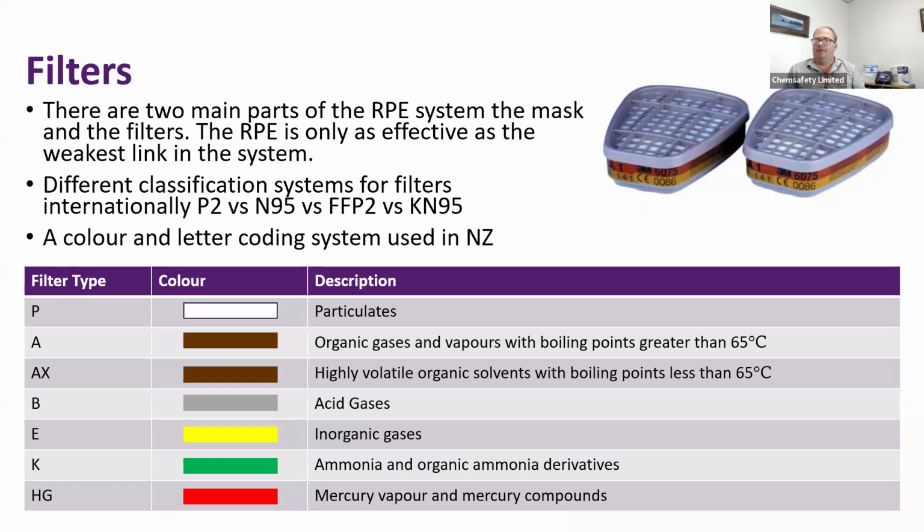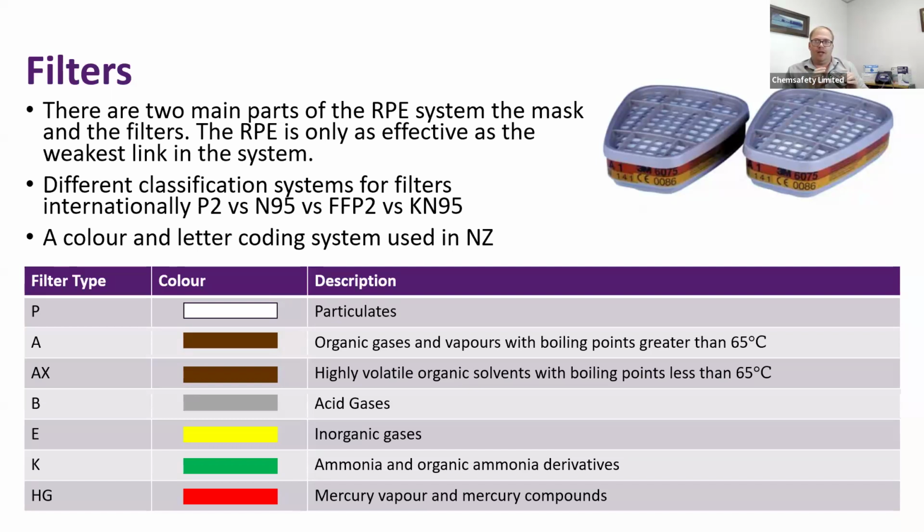The organic gases and vapors are what the brown or A classification is for, and that's for boiling points greater than 65 degrees Celsius. Common solvents you might come across like that are toluene and xylene. That's what an A filter would do. AX is for your highly volatile organic solvents with boiling points of less than 65 degrees Celsius. Things like methanol or dichloromethane are suitable for AX.